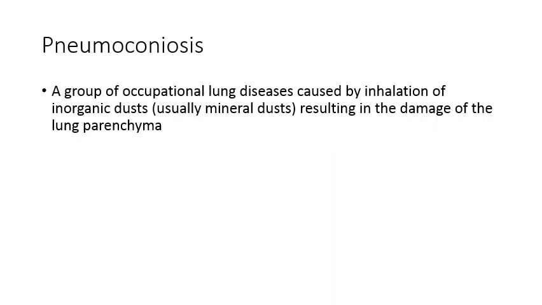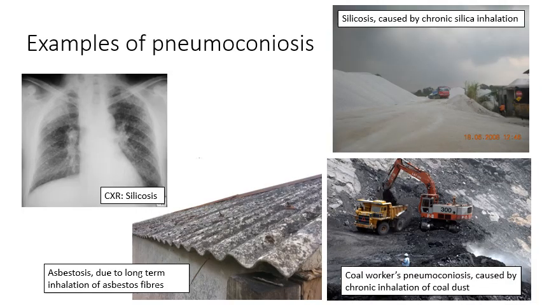Pneumoconiosis is still common in some countries. It is a group of occupational lung diseases caused by inhalation of inorganic dusts, usually mineral dusts, resulting in the damage of lung parenchyma. There are many types of pneumoconiosis, usually named according to the type of mineral dusts. The common pneumoconiosis includes silicosis, coal workers' pneumoconiosis and asbestosis.